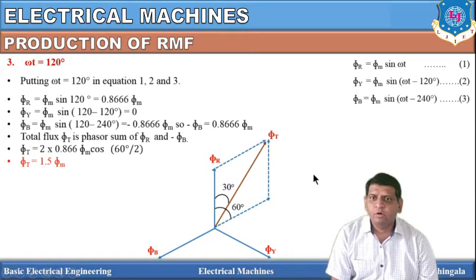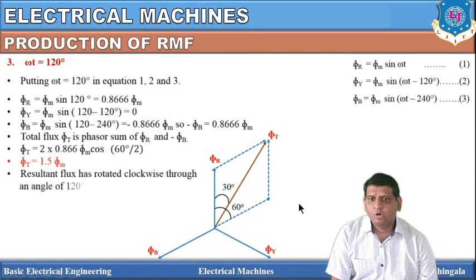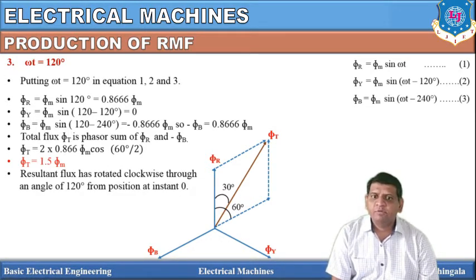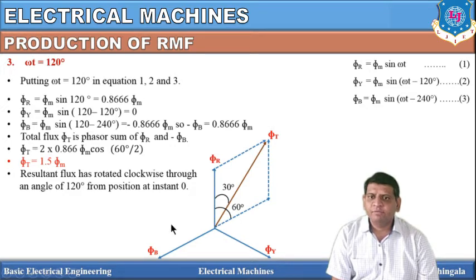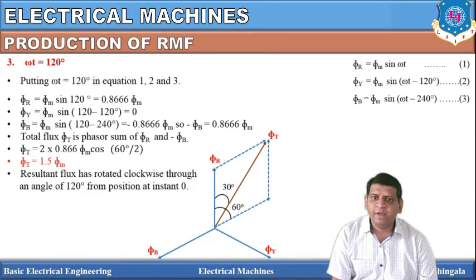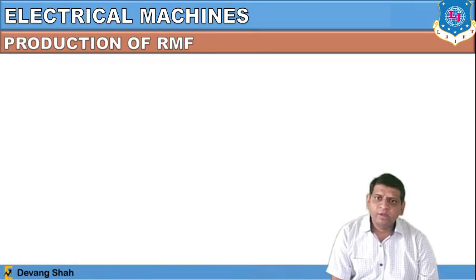So at all the instants 0, 60 and 120, you can check from this phasor diagram that it is continuously rotating. Here the resultant flux has rotated clockwise through an angle of 120 degrees from the position at instant 0. So you can check that this magnetic flux is rotated at different instants: 0, 60, 120, 180 and so on. From that you can prove that this magnetic field is nothing but the rotating magnetic field.